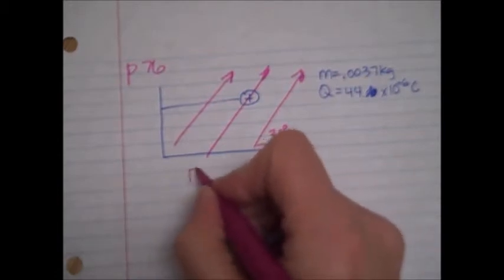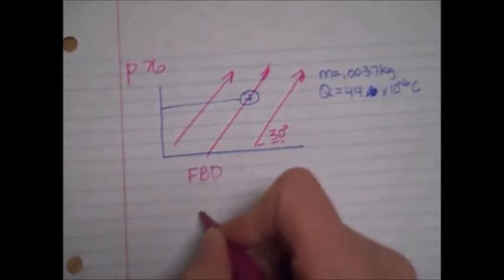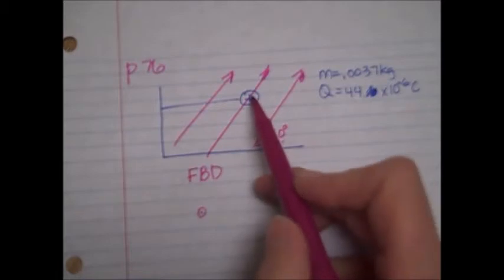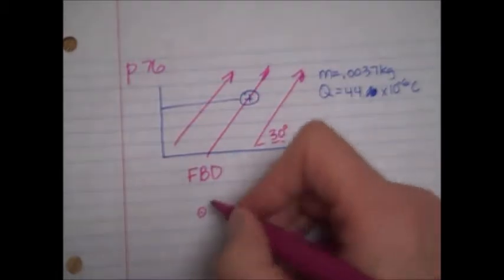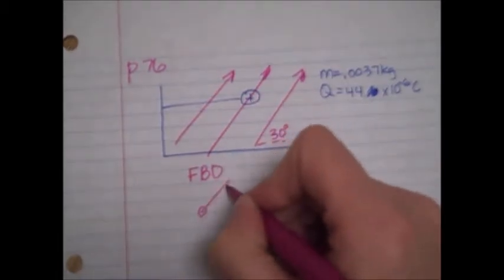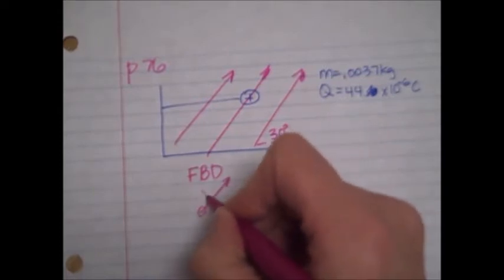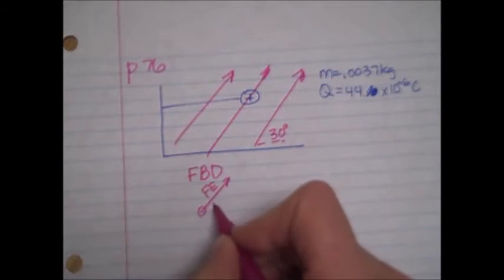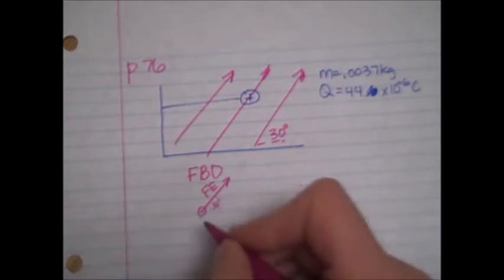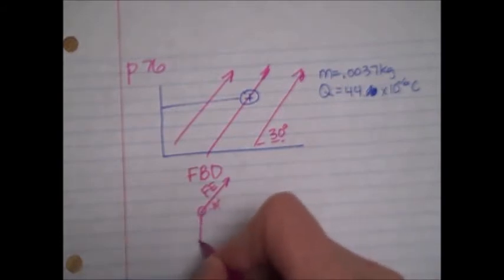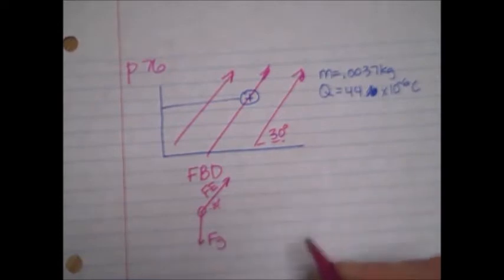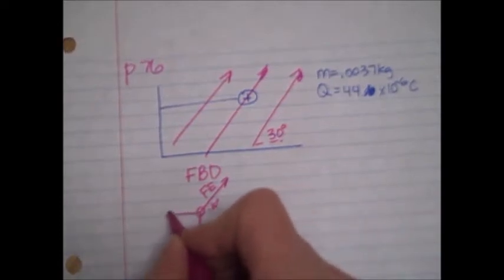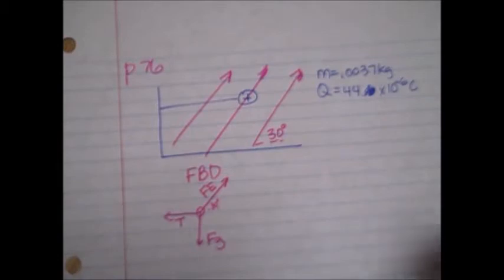So first thing I would do is always go to my free body diagram, where if this is my charge here, it's a positive charge, so the force due to the electric field would be the same direction as that electric field. And this angle here is 30 degrees. You'd also have your force of gravity, and you'd have the tension back to the left.